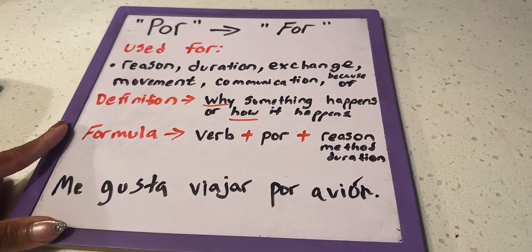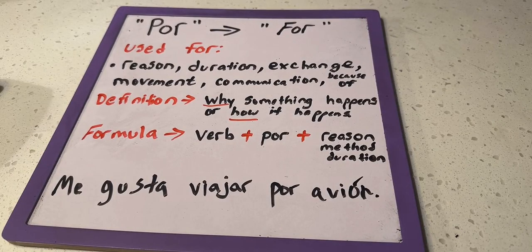Most people like to travel this way because it's a lot faster. So, me gusta viajar por avión. And that is, I like to travel by plane. Okay, because that's a method by which you get somewhere. So by method, by way, that's how we say, I like to travel by plane.